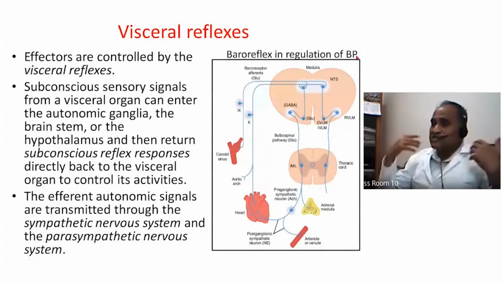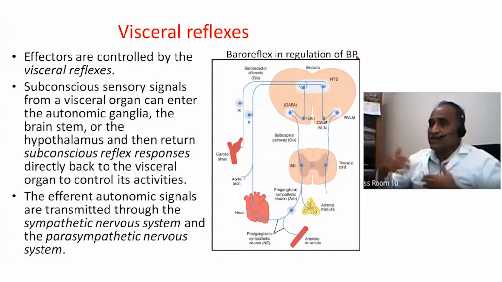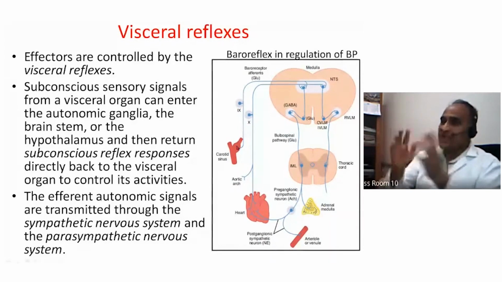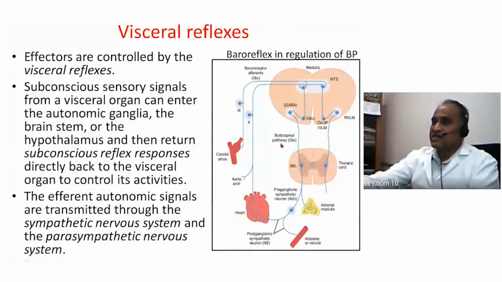We do not know what the blood pressure is within our blood vessels, but this blood pressure is being monitored by receptors located in the carotid artery and the aortic arch, known as baroreceptors. These are mechanoreceptors because they respond to stretch. When the blood pressure is high, the stretch increases the activity of these mechanoreceptors, which in turn reach the medulla. This is the medulla here, the nucleus tractus solitarius.